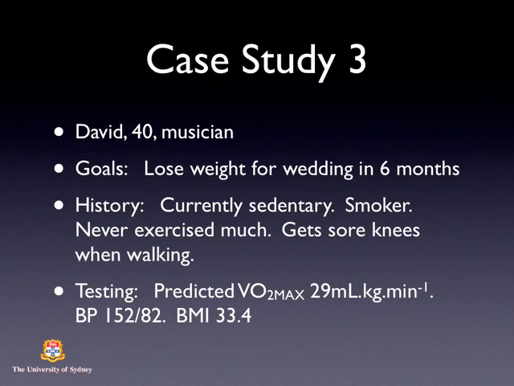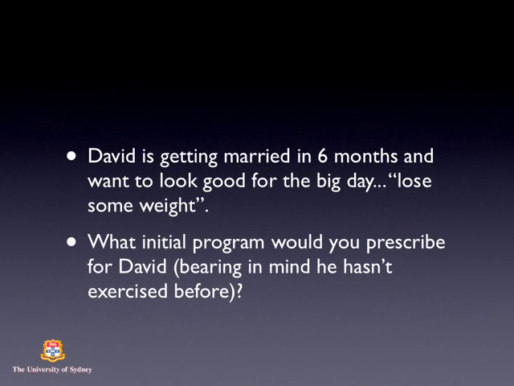Now, before you write a prescription for David, you need to be aware of his current risk factor. So refer back to your notes referring to risk stratification and decide on what risk category you think David is. David is looking to get married in 6 months and wants to look good for the big day, which means losing some weight for him. What initial program would you prescribe for David? Bearing in mind he hasn't exercised before.